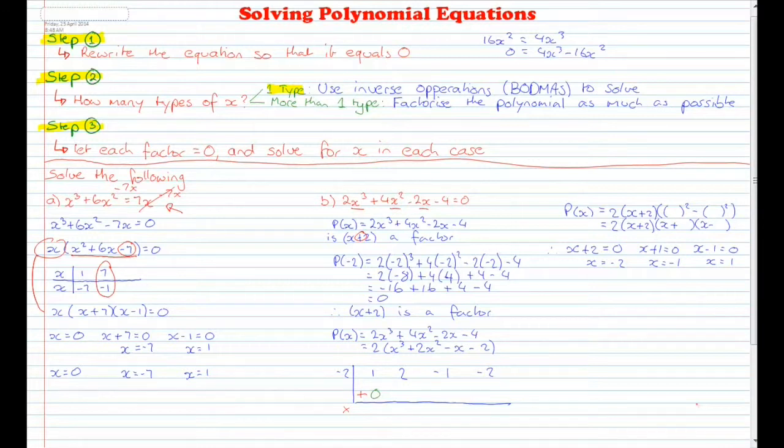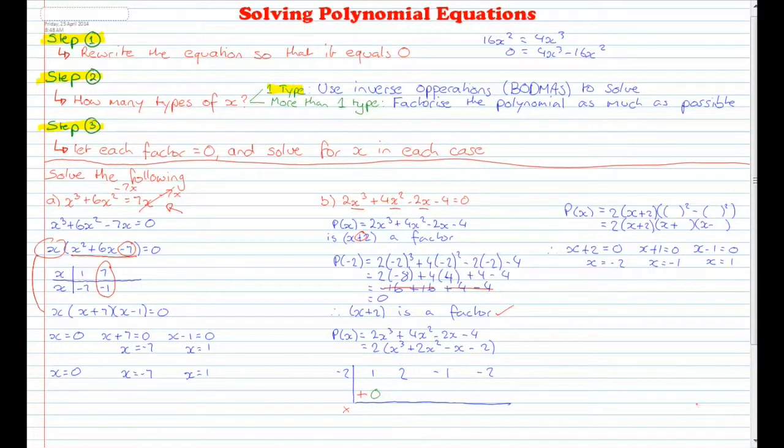2 times negative 8 is negative 16, 4 times 4 is 16, plus 4 minus 4 at the end. Of course, the 16 and the negative 16 here will cancel out, the 4 and the negative 4 will cancel out, leaving us with 0. Therefore, x plus 2 is a factor. Yes! Alright, next thing I need to do is go through and factorise using the synthetic division, or divide using the synthetic division, should I say.